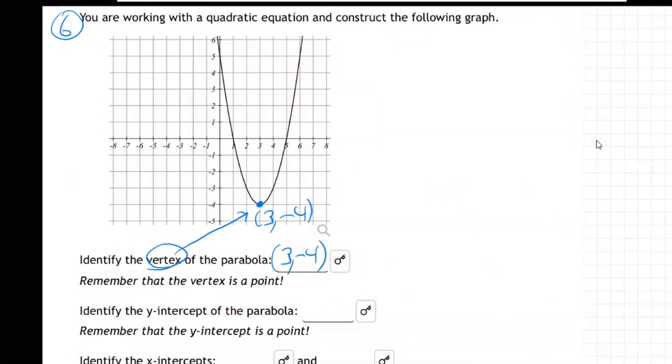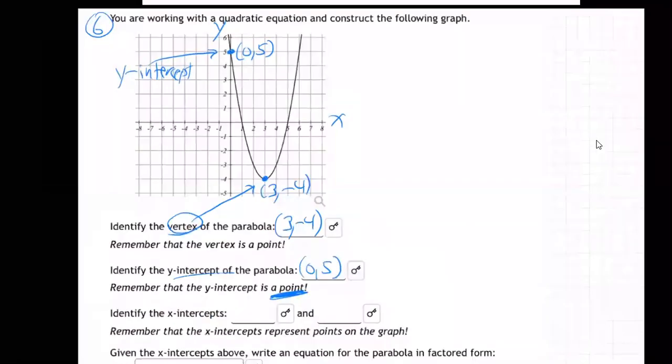Identify the y-intercept. Where's that? That's right here, because that's where the graph hits the y-axis. This one's the x-axis, right? So the y-intercept, what is this point? This is over 0, up 5, isn't it? Remember, it's a point, meaning it's got an x and a y coordinate. Over 0, up 5. We can't just say 5. It's got two numbers to it. It's got an x and a y. Over 0, up 5.